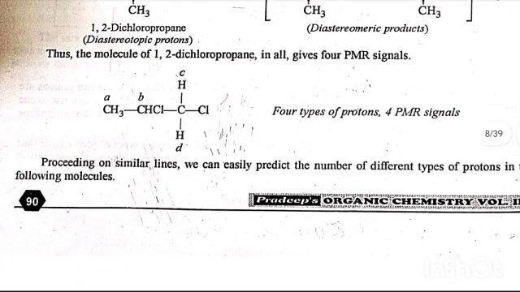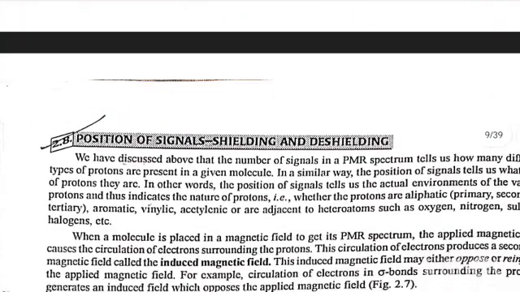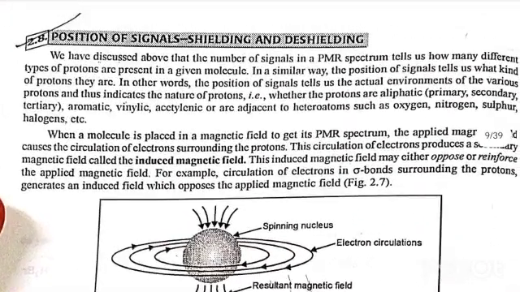Thus, the molecule of 1,2-dichloropropane in all gives 4 PMR signals. Proceeding on similar lines, we can easily predict the number of different types of protons in the following molecules. Positions of signals: shielding and deshielding.